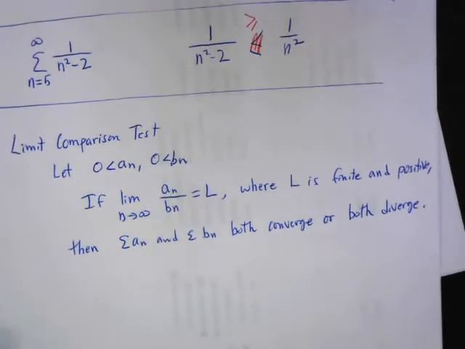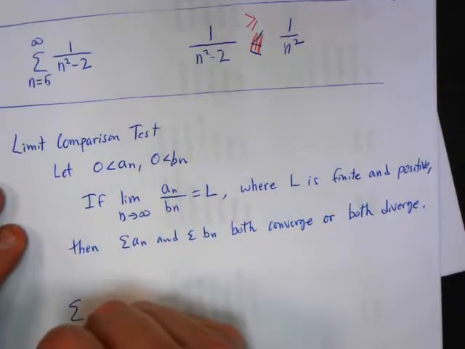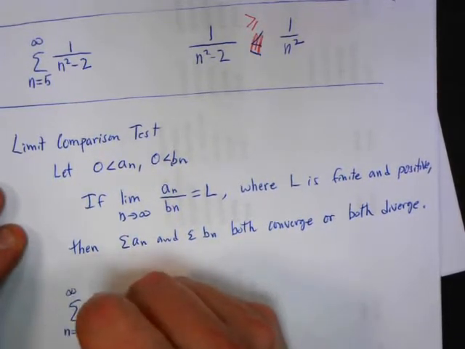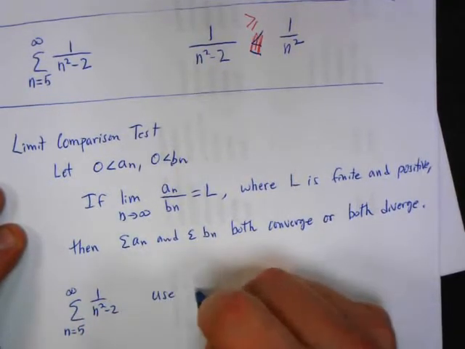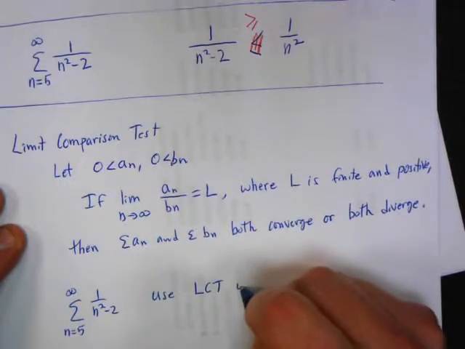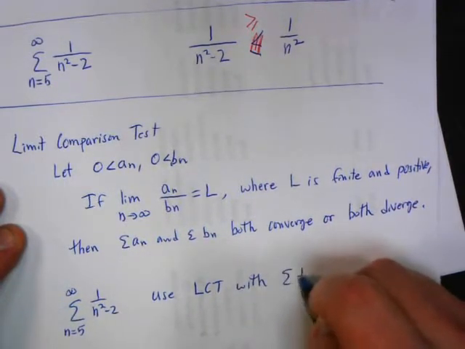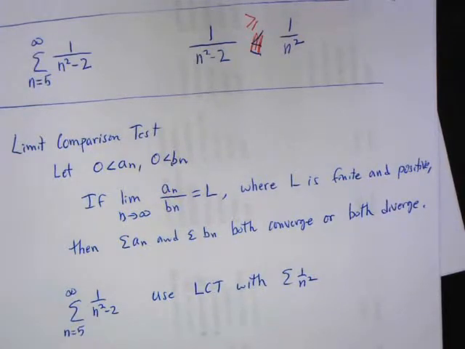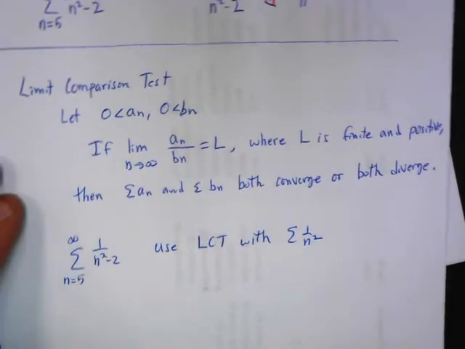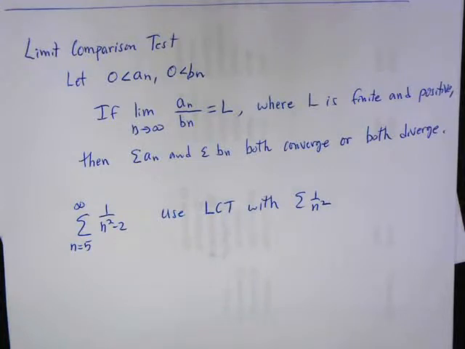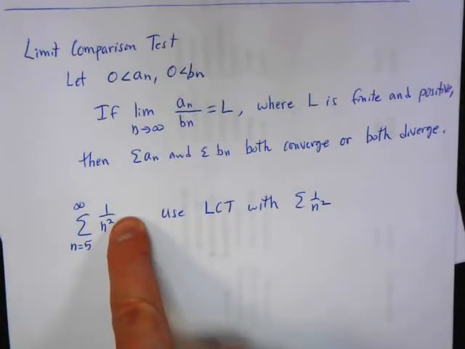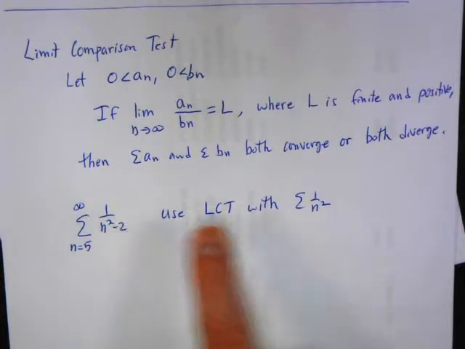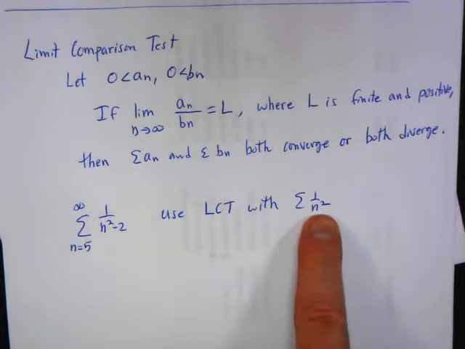All right, so here's how this would work. The sum from n equals 5 to infinity of 1 over n squared minus 2. We're going to use limit comparison test with the sum of 1 over n squared. We're pretty sure this converges because if we cover up that minus 2, we have a p-series, and we know that p-series converges. So we're pretty convinced this converges, which means I want to compare it with that convergent p-series.